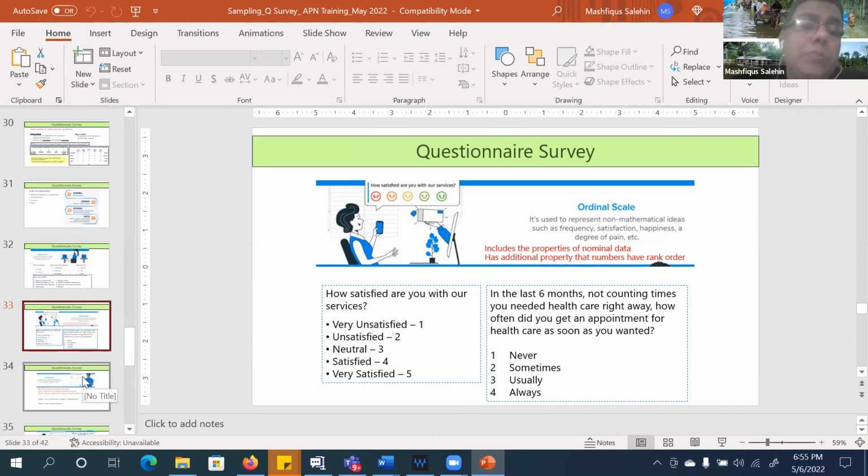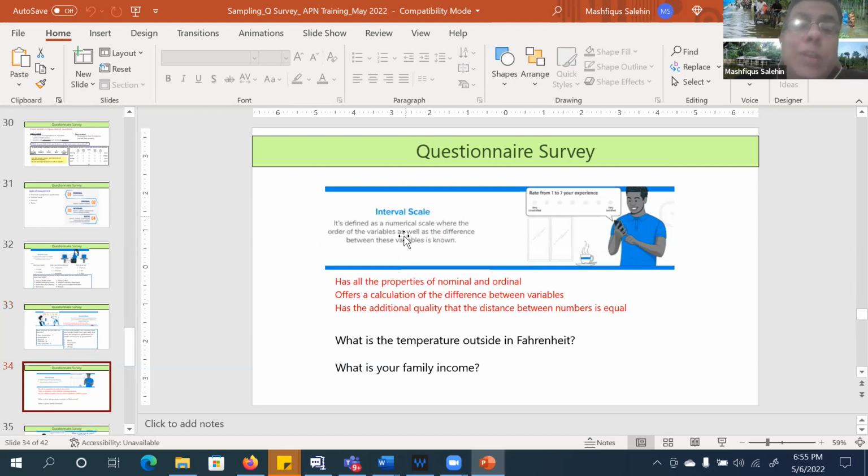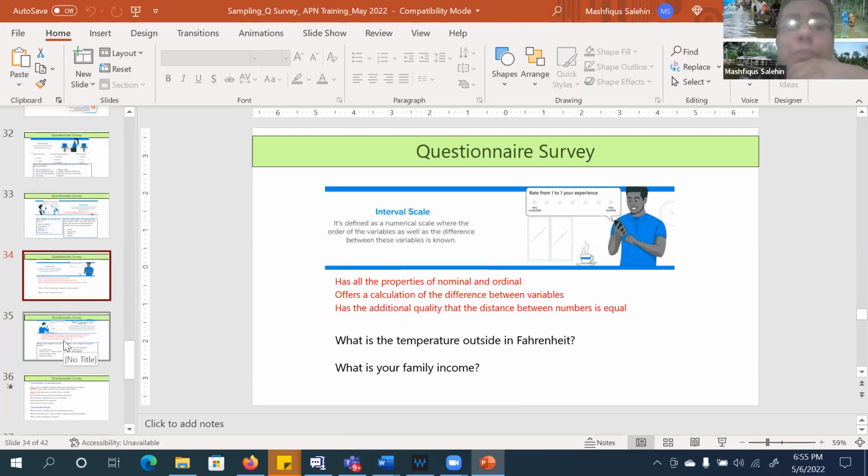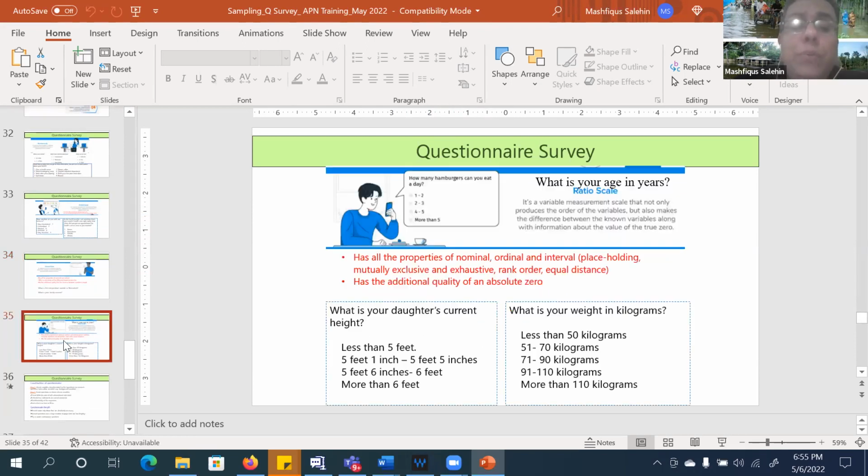These are useful because this is part of coding your data. After you are done with your survey and transfer everything to your software, it gives you a very good advantage in dealing with and analyzing your data. There are other scales as well, the interval scale and ratio scales, which will be self-explanatory if you have a look at the slides. These are the kinds of questions you frequently come across in a questionnaire survey.